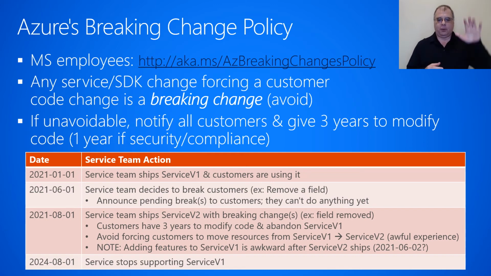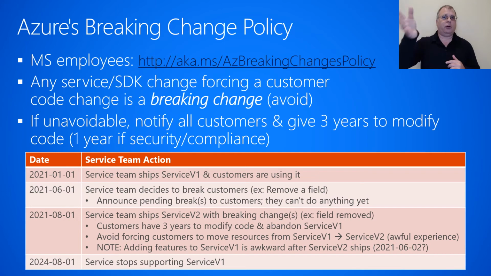So at this point, version 1 is still in production and customers can continue to call it. Version 2 with the breaking change is now also in production and customers can choose to call this. But in order to call version 2, they have to remove all references to that removed field from their source code. So customers now have a 3-year period to go and modify their code. And ultimately, they have to abandon service version 1 and have their code talking to version 2 of the service.